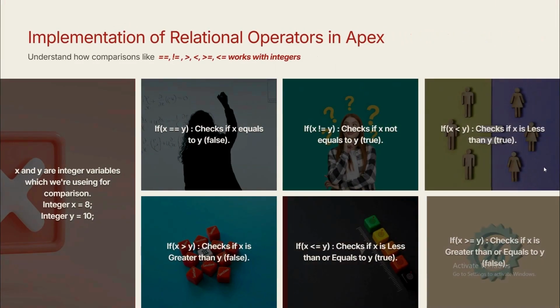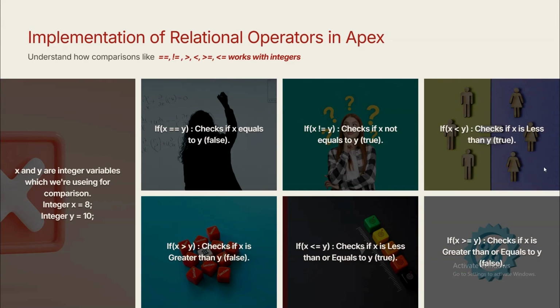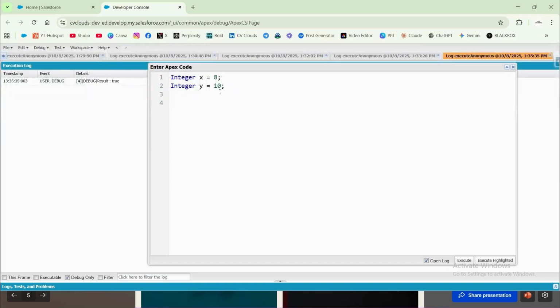Okay, so in this slide, we are going to implement the relational operators in Apex, and we are also going to write the code for every relational operator. So here, x and y are integer variables which we are using for the comparison. So let's write this: integer x equals 8 and integer y equals 10.